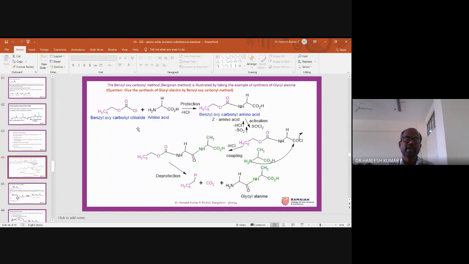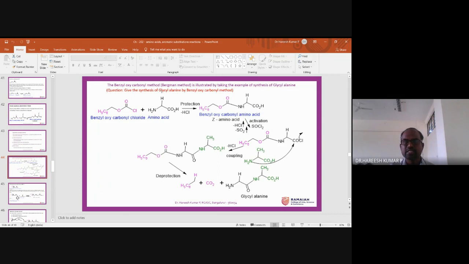Okay. So here, by taking benzyl oxycarbonyl chloride, I am explaining how a dipeptide is synthesized, more particularly glycyl alanine. So how can the question be framed on this?